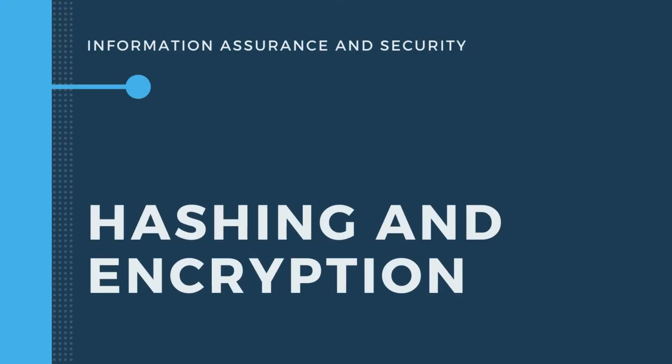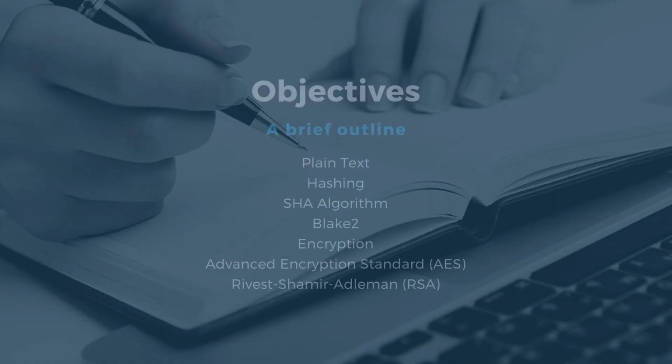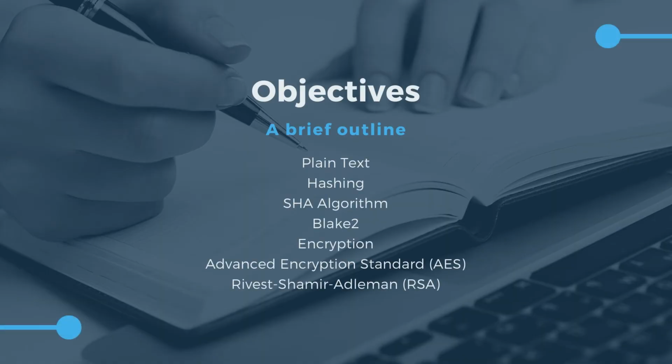Hashing and encryption. Objectives: plaintext, hashing, SHA algorithm, BLAKE2, encryption, Advanced Encryption Standard (AES), Rivest-Shamir-Adleman (RSA).